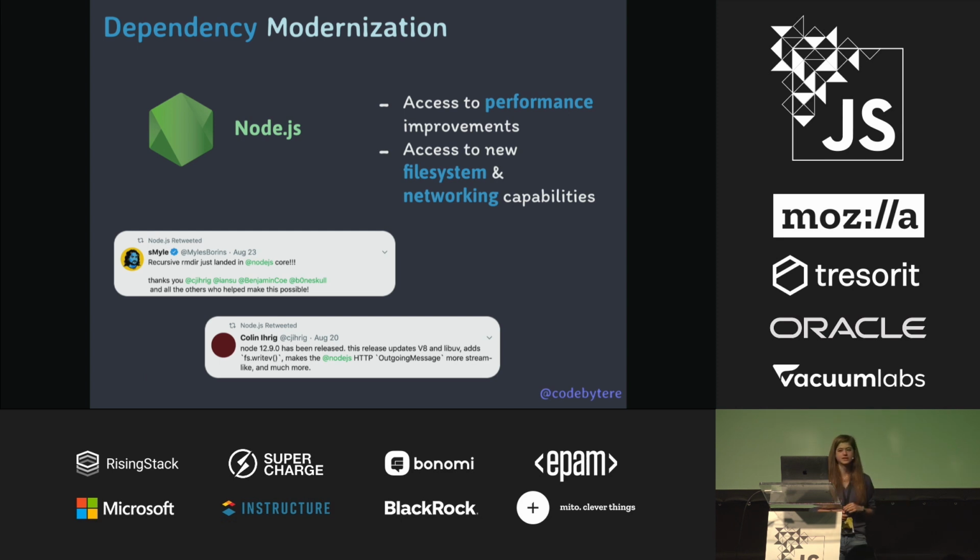Upgrading Node, for example, gives us access to new file system and networking capabilities, like, for example, recursive RMDir. Since Node also adheres to Semver, minor bumps in Node also necessitate minor bumps in Electron, and major bumps in Node necessitate major bumps in Electron. By upgrading Node, we ensure that we stay on top of security updates and see performance improvements, thanks to the great work of the benchmarking working group within Node's governance.